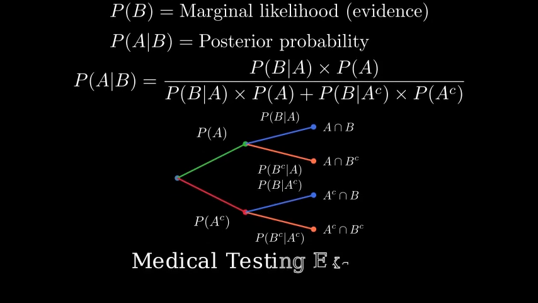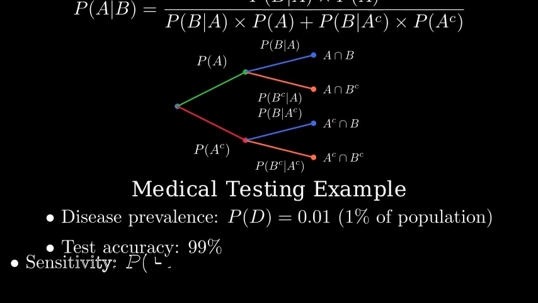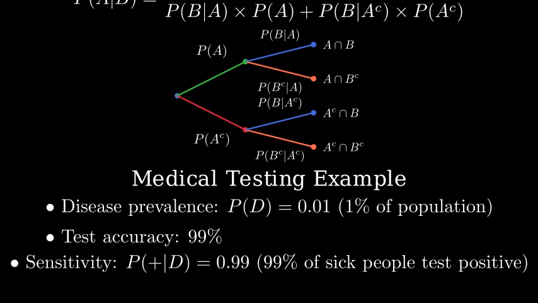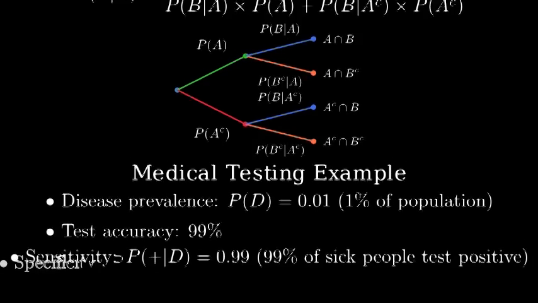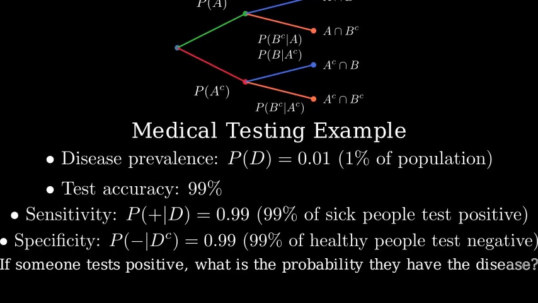Let's apply Bayes' theorem to a classic example, medical testing. Suppose we have a medical test for a disease that affects 1% of the population. The test is 99% accurate, meaning it correctly identifies 99% of people with the disease, the sensitivity or true positive rate. It correctly identifies 99% of people without the disease, the specificity or true negative rate. If someone tests positive, what is the probability they actually have the disease?